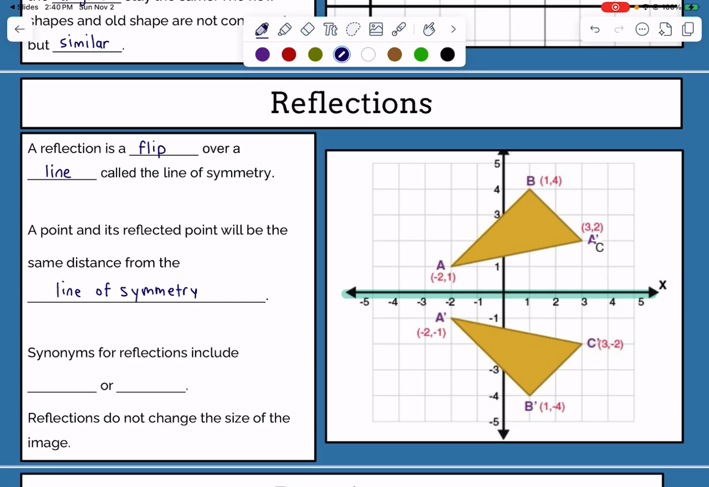Synonyms for reflections include flip or mirror. Reflections do not change the size of the image. So I think it's pretty obvious that this triangle and this triangle are the same size.